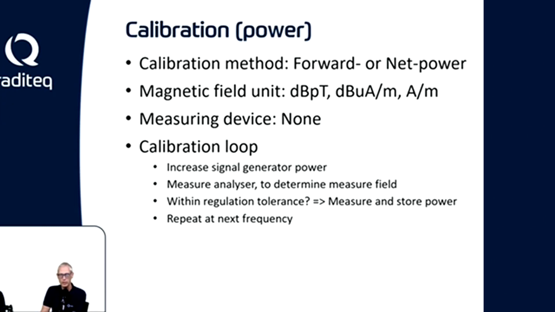And then again, the calibration loop is relatively simple. We increase the signal generator power. We measure the analyzer measurement that's connected to the magnetic field receiving loop. Based on that, we calculate the magnetic field that's being generated, and if that is within the regulation tolerance, then the magnetic field value and the power that's being generated out of the amplifier, the forward power or the net power, is stored in the calibration file. And we continue to the next frequency. When all frequencies are tested, we thus have a table of magnetic field strengths that are being generated related to the forward power or the net power that's being used to generate that magnetic field.